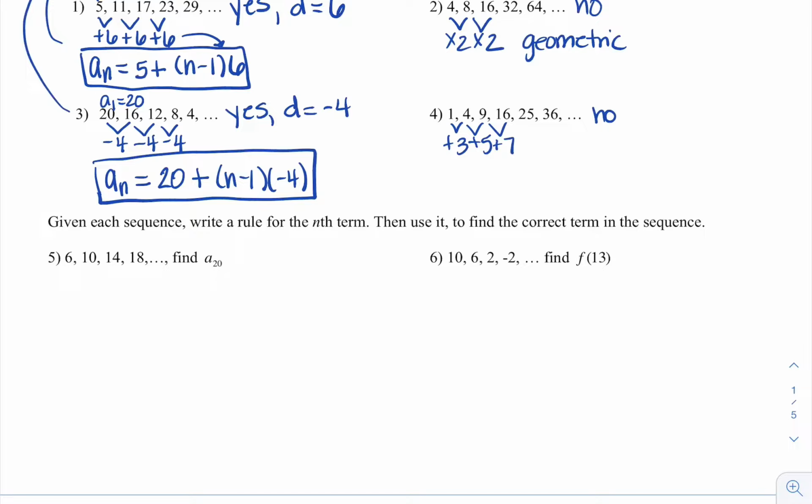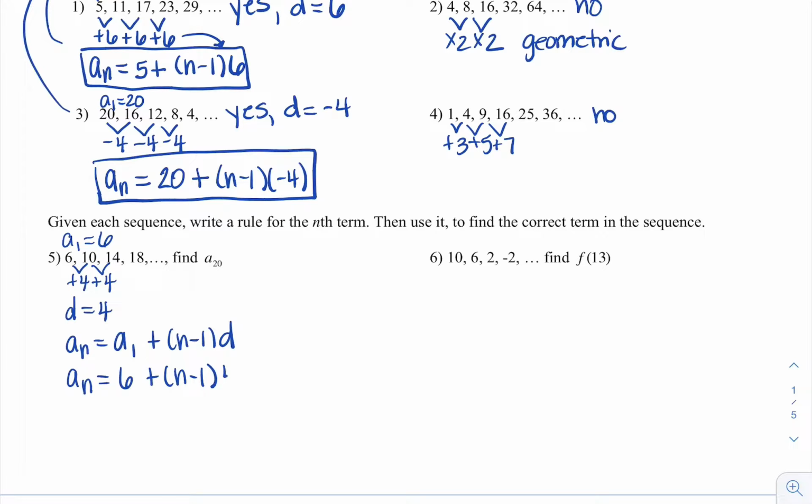So if you take a look at question number 5, to go from 6 to 10, I'm adding by 4, and 10 to 14, I'm adding by 4, so I have a common difference equal to 4. My very first term is 6. So if I make a rule, a sub n equals a1 plus n minus 1 d, I'll plug in, I have a sub n equals 6, that's my first term, plus n minus 1 times my common difference, 4. In this particular question, they're asking us to find a sub 20.